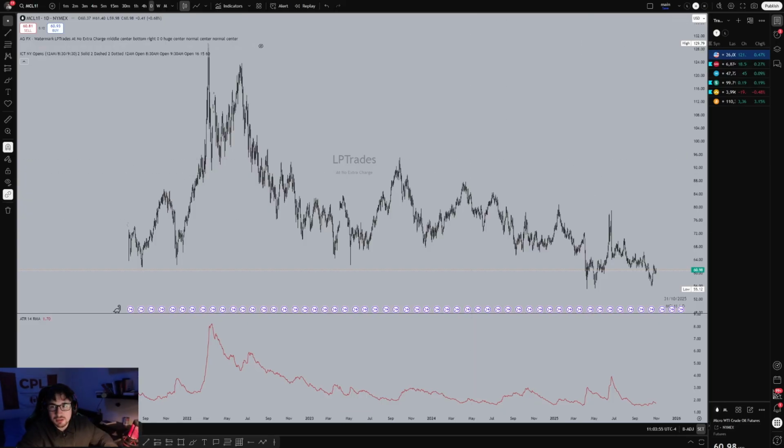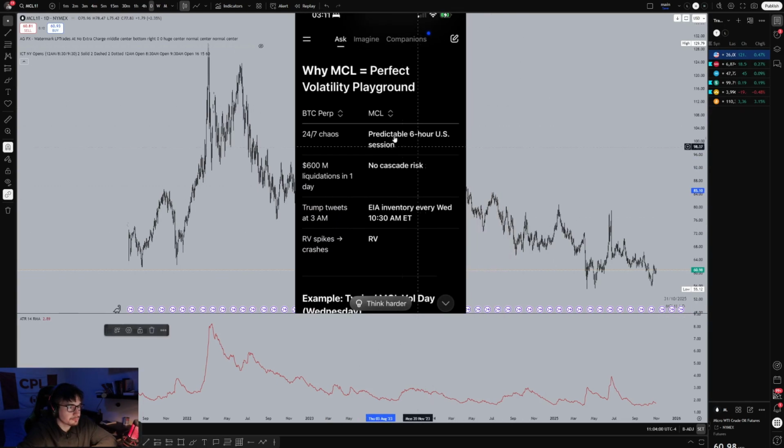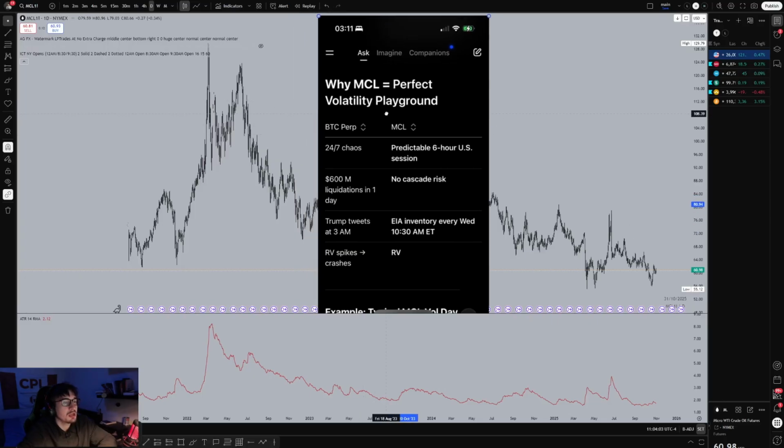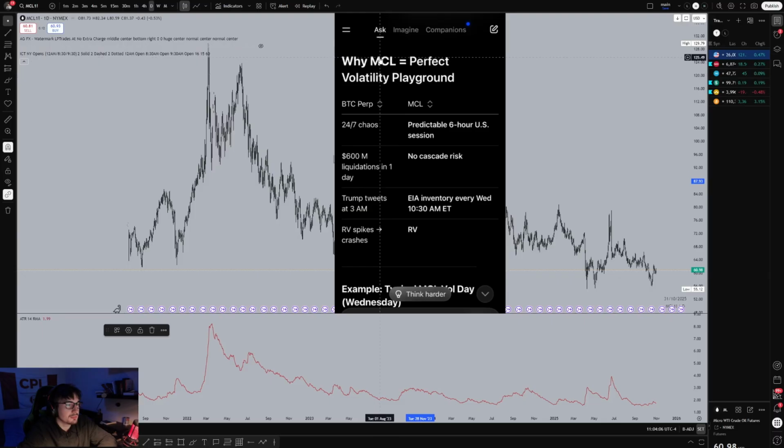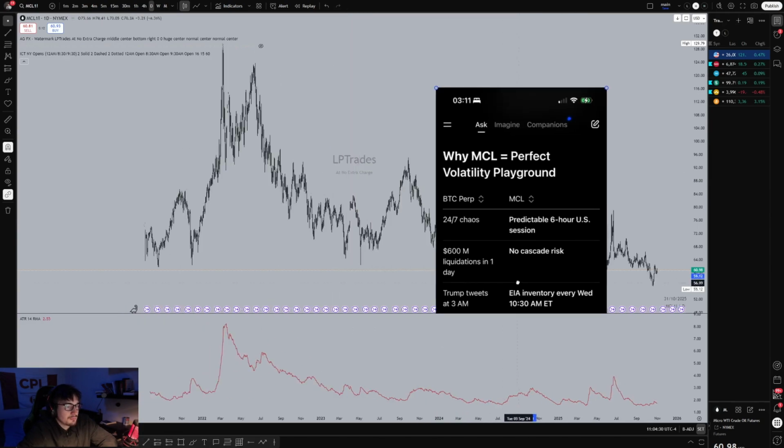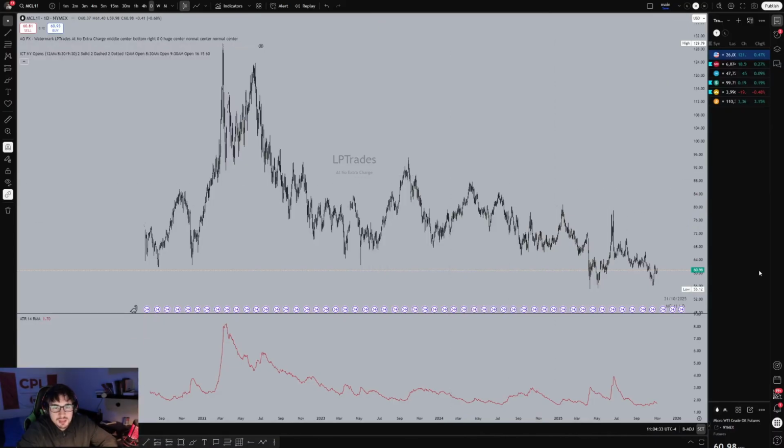So I have a Grok query I'm trying to show here. I was talking to Grok and asking what markets this would happen less. Perfect volatility playground. This is micro oil futures. Bitcoin is comparing it to 24/7 chaos. I don't know if that's, these are just examples. $600 million liquidation in a day. Trump tweets at 3 a.m. and realized volatility spikes and crashes all the time. But oil is a lot more stable. It makes sense why it's always used everywhere around the world.